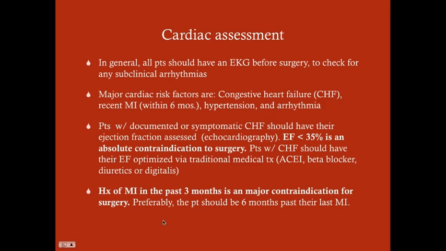Patients who've had a history of an MI in the past 3 months will generally not be operated on. It's preferred to get outside of that 3-month period, but most preferably to get the patient outside of the 6-month period. So the 3 to 6 months is kind of a gray area, but we're generally never going to do an operation on a patient who's had an MI within the past 3 months.